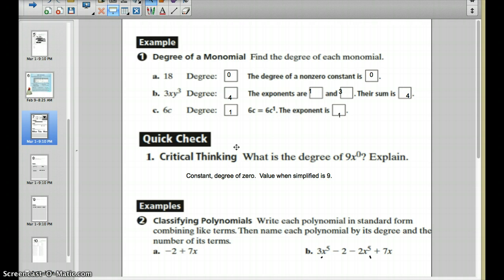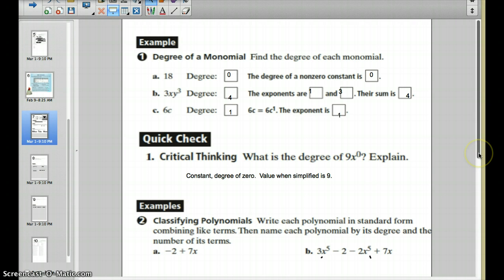And degrees are important, and we'll talk about how degrees can help us find the number of solutions later on in the chapter. So thinking about this right here, we have a 9x to the 0. Its degree is going to be 0 because its power is 0. And if you think about what's going to happen here, you're going to have 9 times x to the 0. X to the 0 is 1, so it's 9 times 1. This value here is actually simplified as 9. So just a couple of things to think about.